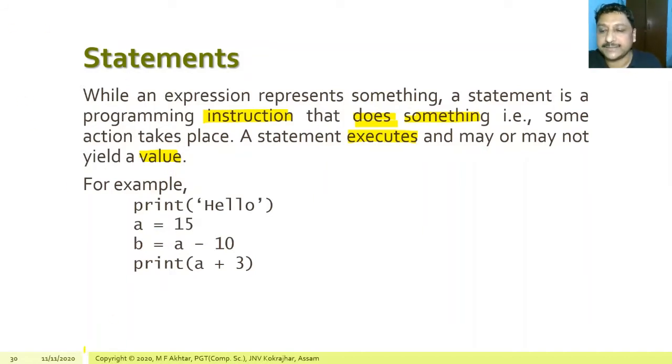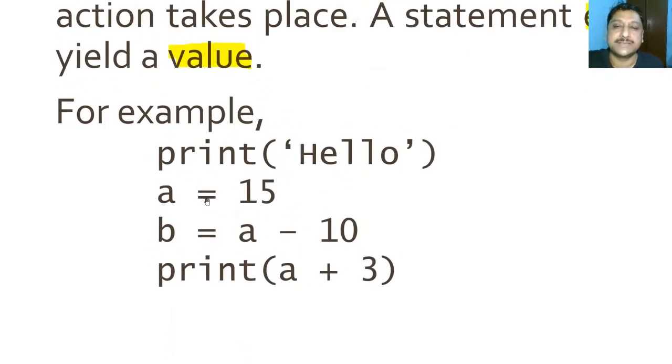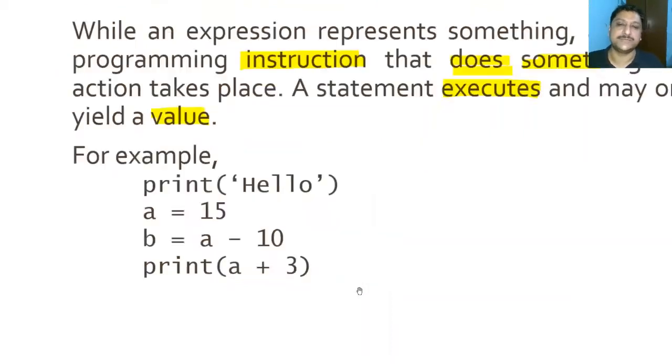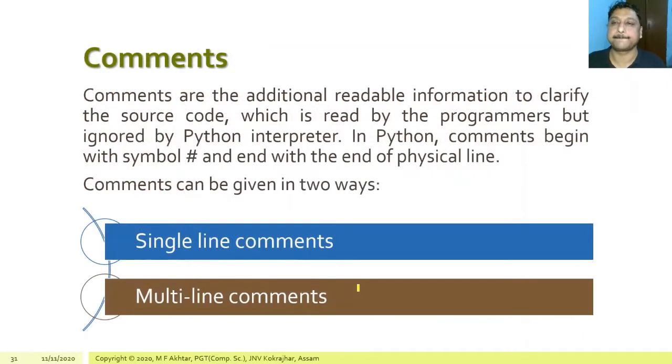See the example here. These are examples of statements. A print statement is here. Then a equals 15, b equals a minus 10. Here the value of a will become 15. The value of b will become a minus 10; the value of a is 15, 15 minus 10 is 5, so b will become 5. And here a plus 3 is given. These are the statements which get executed and give the output. With the help of statements we can write programs.